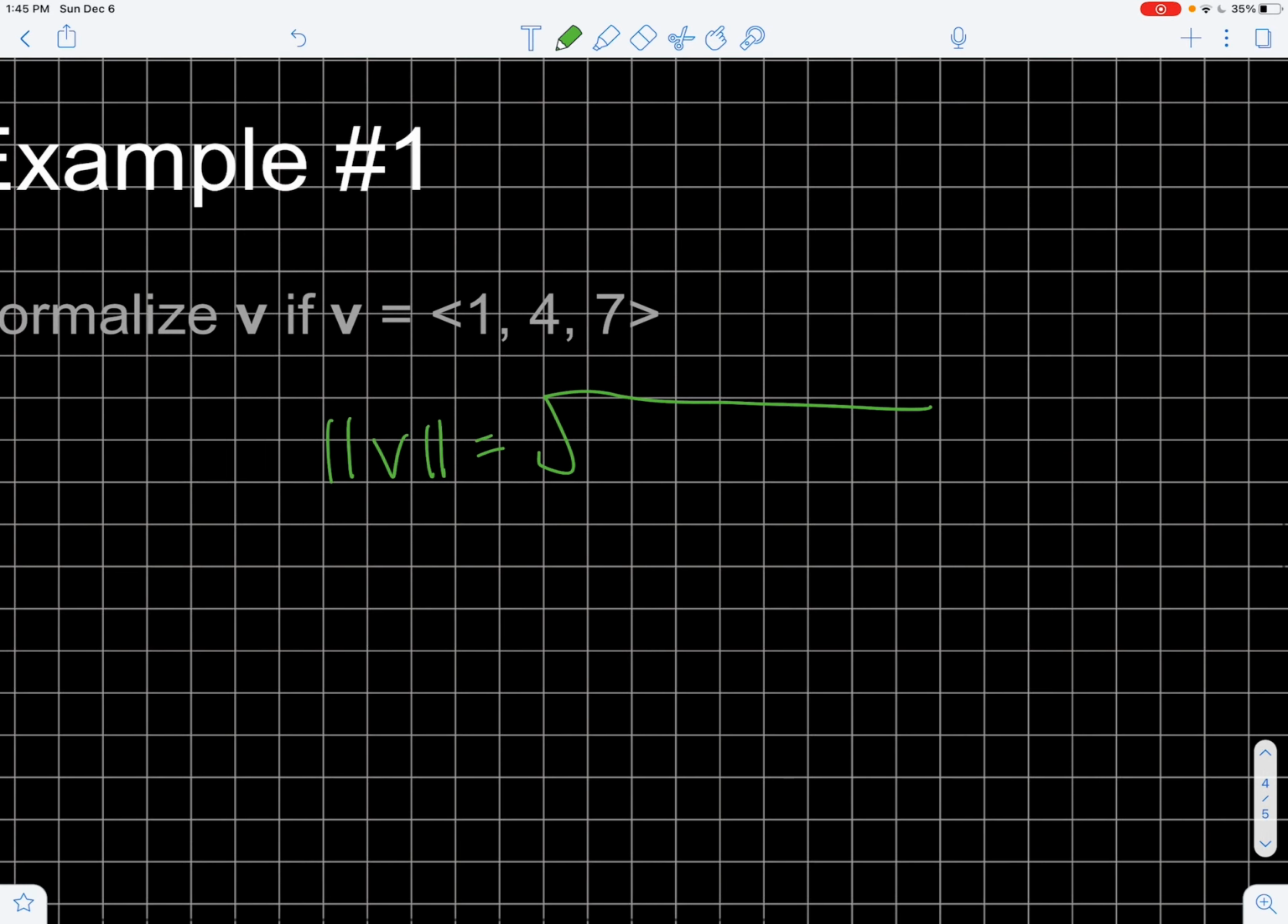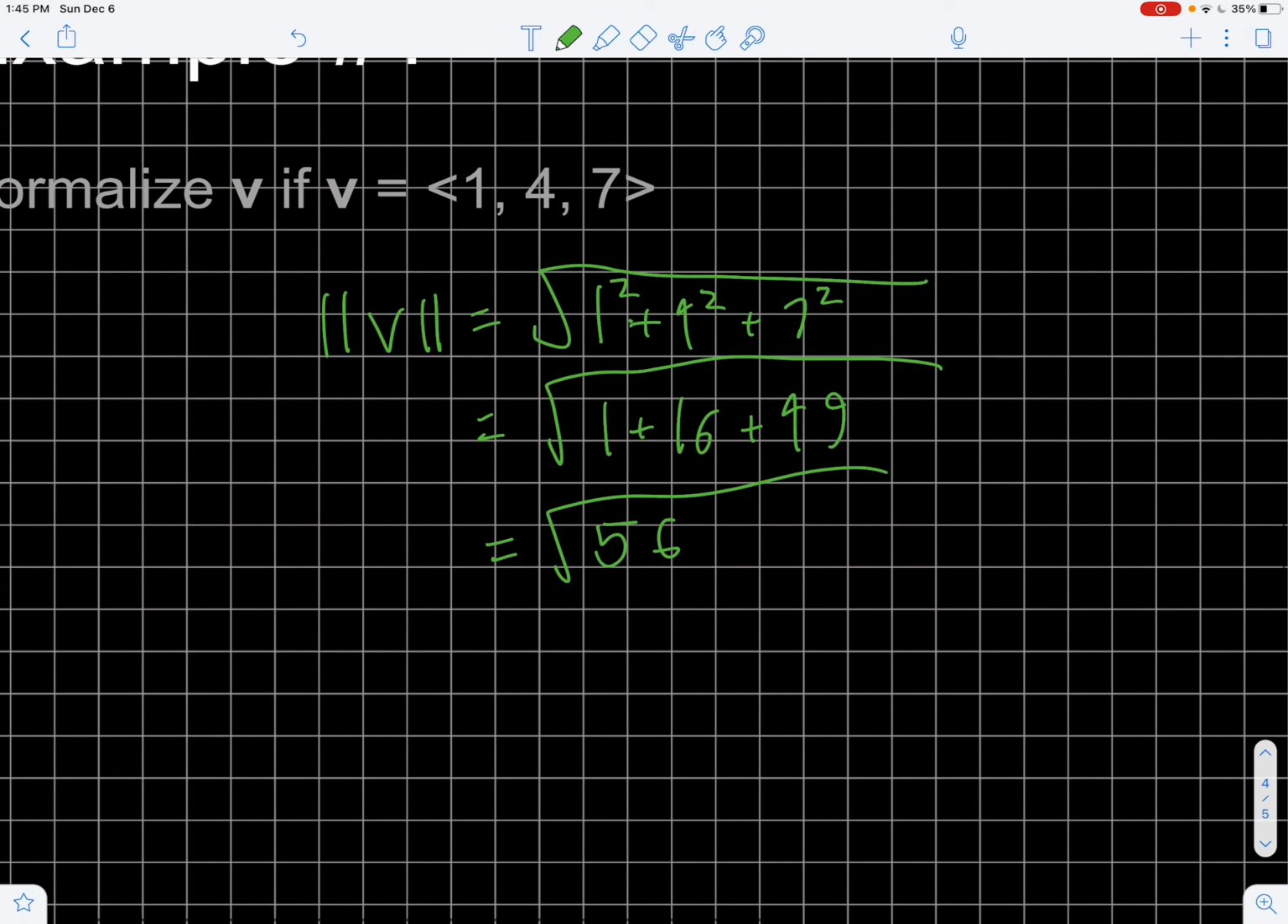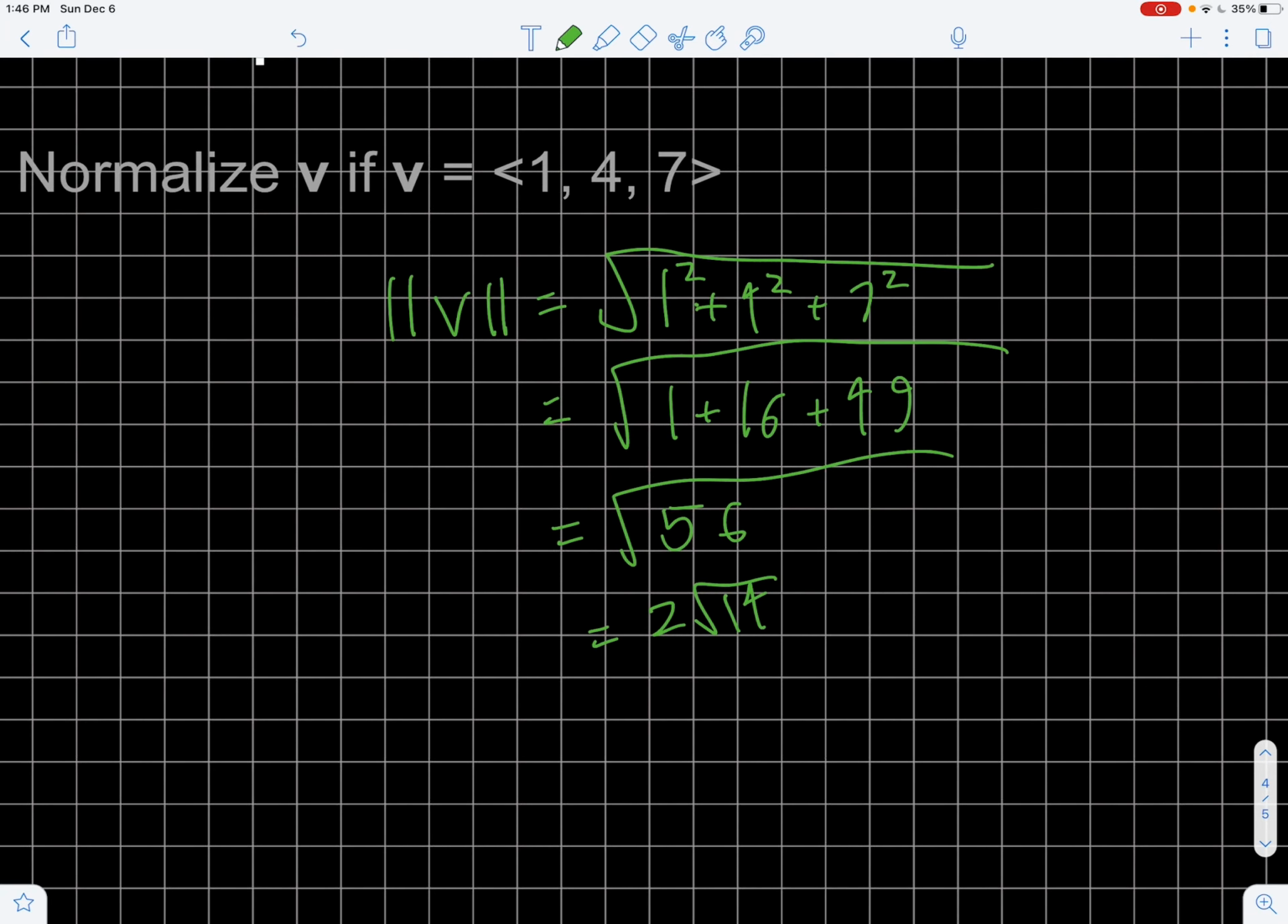And that is, so that's 1 squared plus 4 squared plus 7 squared. 1 plus 16 plus 49, which equals the square root of 66, which is equal to 2 times the square root of 14. Yeah, because that'd be 4 times 4, which is 16 plus 40. Yeah, cool. All right. So that's our norm.